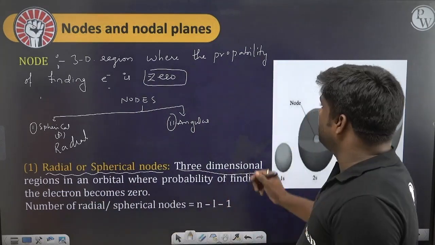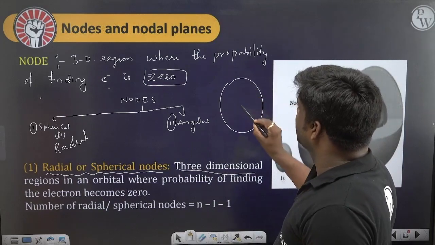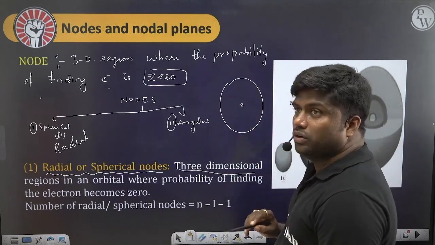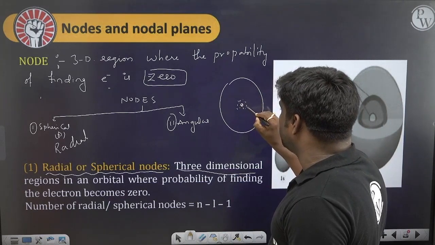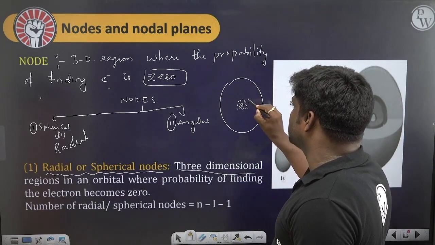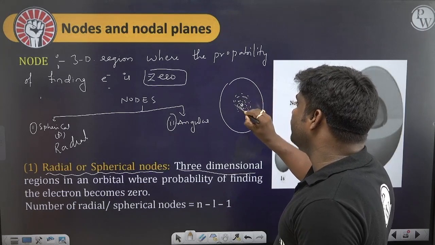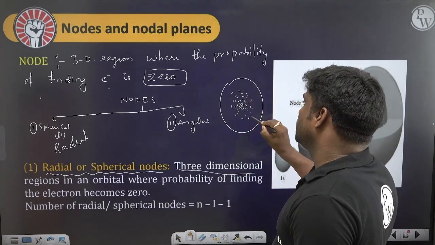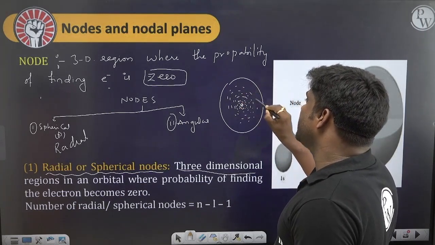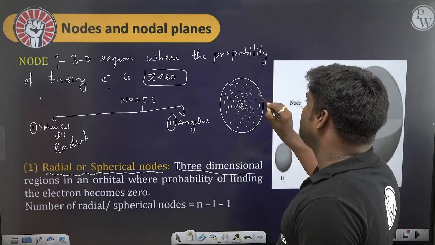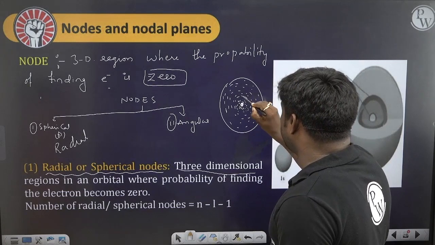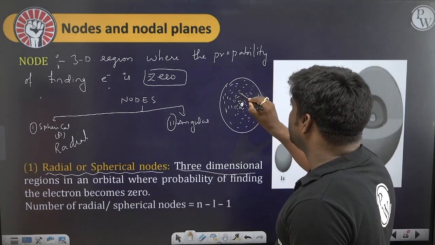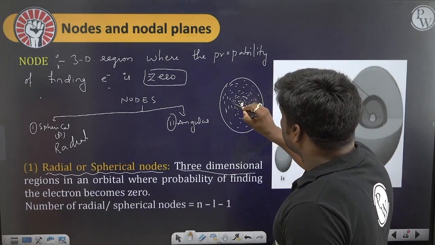For example, if you have taken an s orbital, the s orbital is present around the nucleus. The probability of finding the electron is maximum near the nucleus. As we go far away from the nucleus, the probability of finding the electron is very less. This is the nucleus, and here you will have more density of electrons. It means here you can find the electron at very high density.